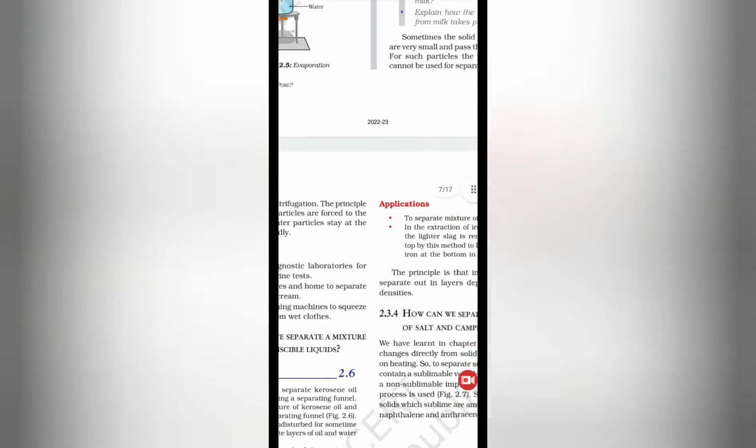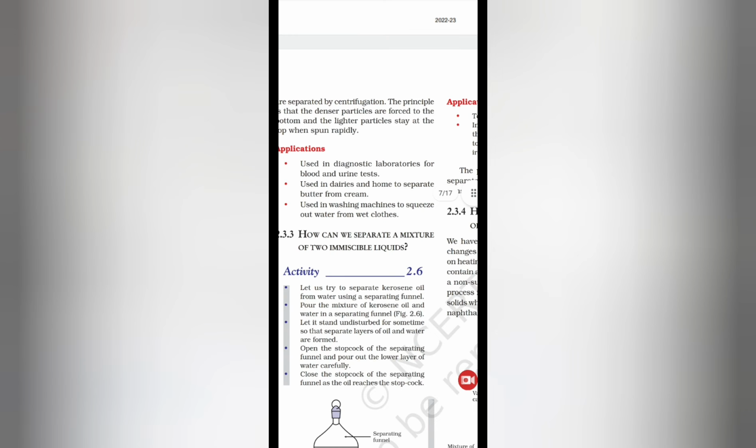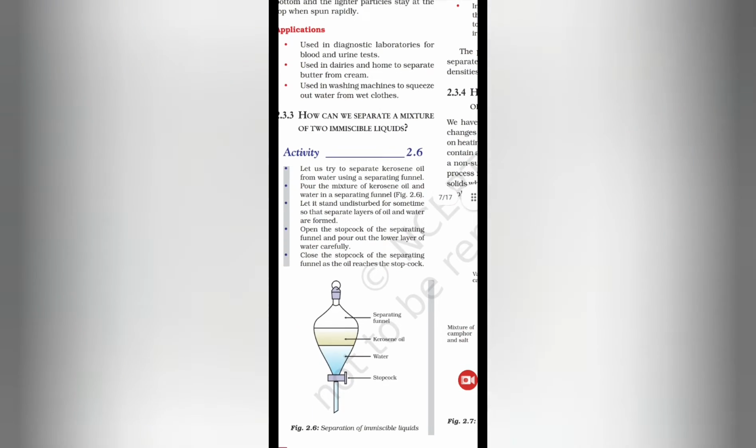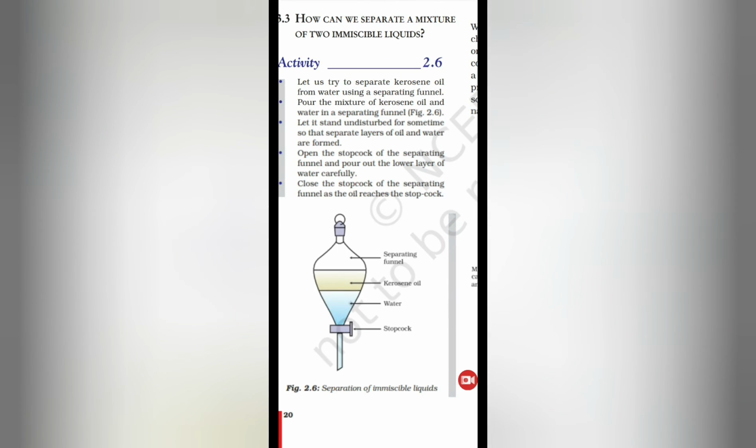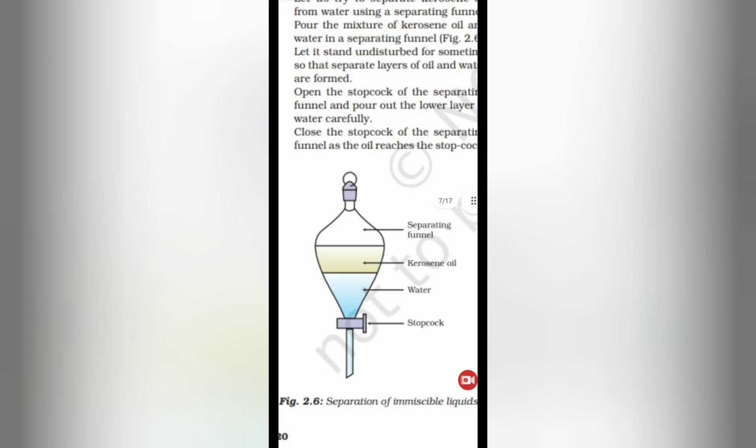Then the third method was about separating a mixture of two immiscible liquids. So it was a separation method, which is done in a separating funnel. So look here, you can see the funnel. In this funnel you are going to put kerosene oil and water. You have to leave it for a while so that it gets separated into two different layers. And you have a stop cock, and you have to keep it closed, tightly closed.